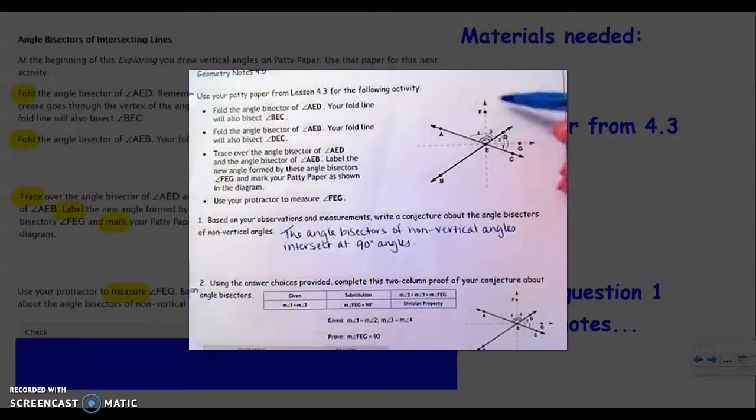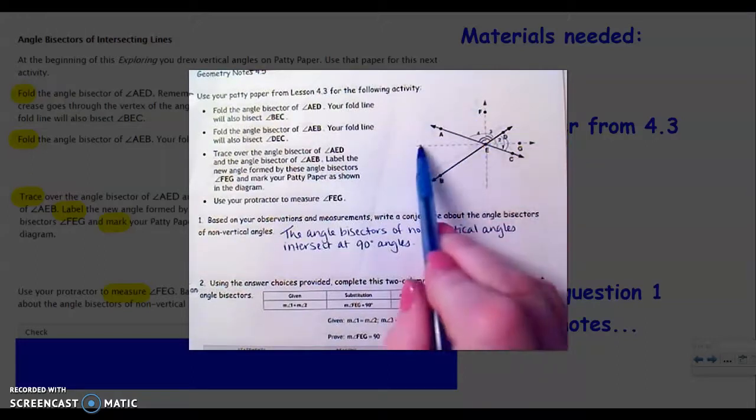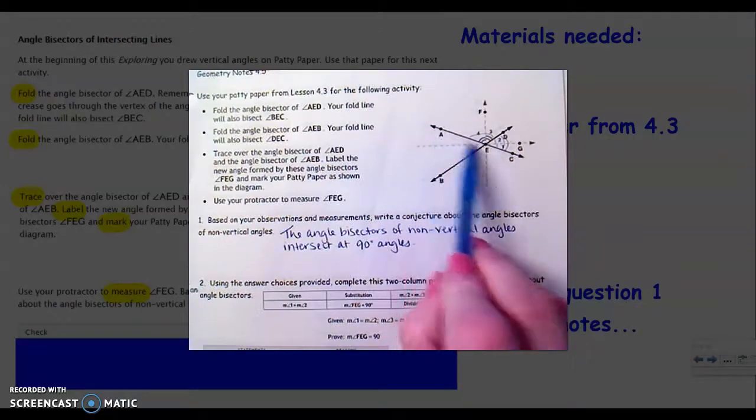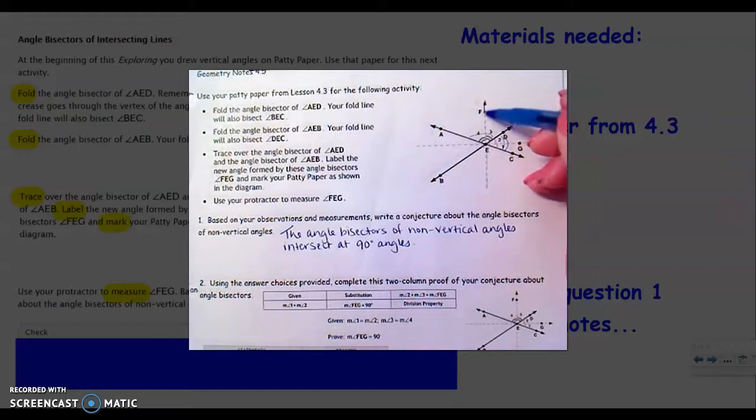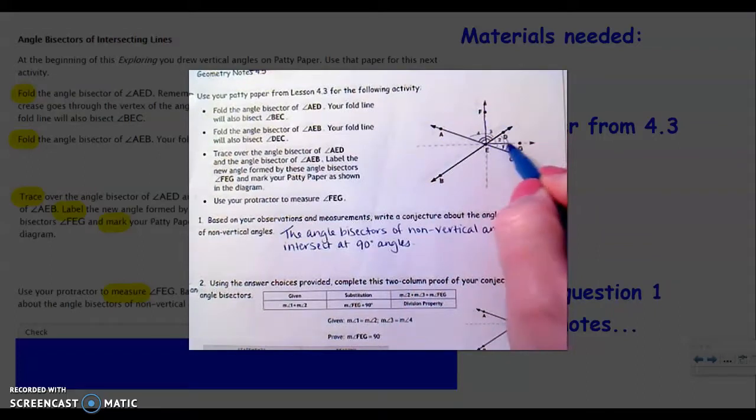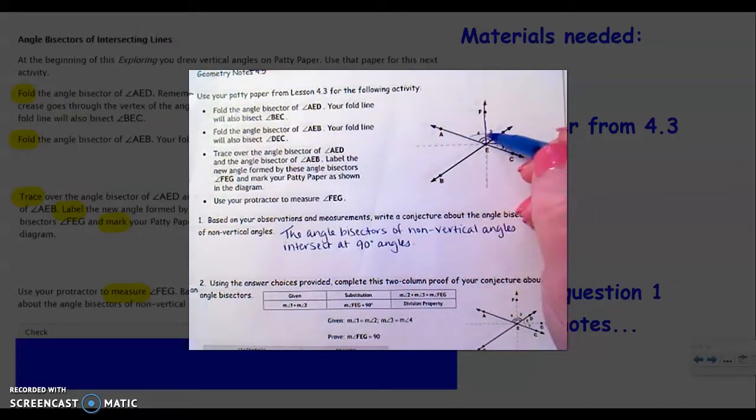You can see it on your notes as well. This is an angle bisector of AED and BEG. And this is an angle bisector of angles AEB and DEG. And when we measured angle FEG, we found that to be 90 degrees. And so these angle bisectors are perpendicular to each other.